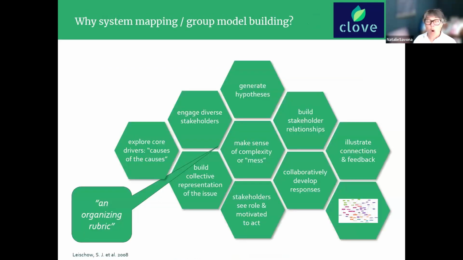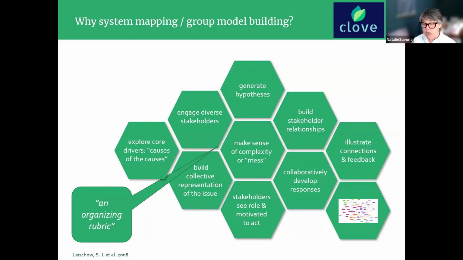And so why do we do this group model building? Obviously, I've started to suggest why. This quote in the corner here on the bottom left, it's an organizing rubric. It just helps us organize this multitude of factors that's involved in this complex issue and a whole load of other things. So we do group model building, which, like I said, is also called system mapping, just to slightly confuse things even further. It's also called creating a causal loop diagram.